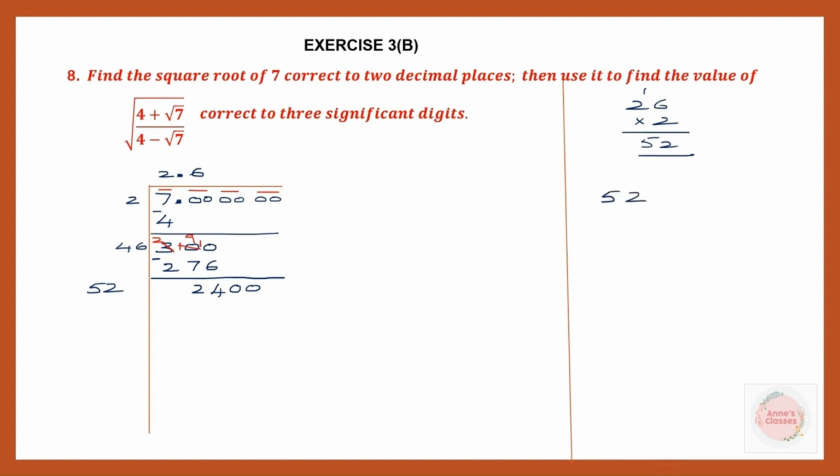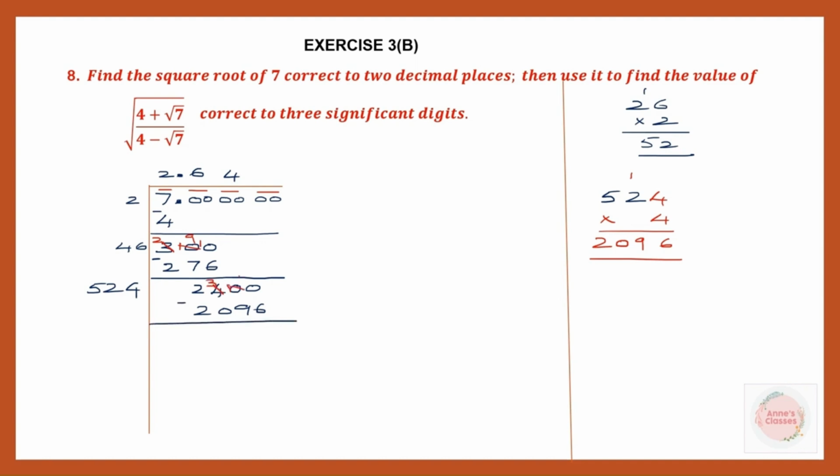Now let's try 4 next to this, into 4. So 524 into 4. 4 4s are 16, carry 1. 4 2s are 8 plus 1 is 9. 4 5s are 20. 2096. So let's write it here. That means next to 52 here, we are going to write 4 and multiply it by 4. So 524 into 4 will give us 2096. Let's subtract, borrow.